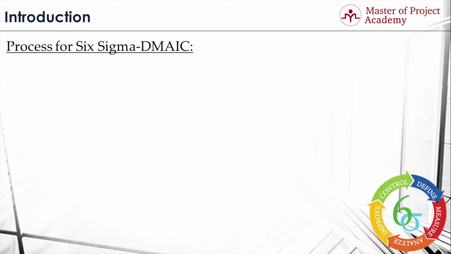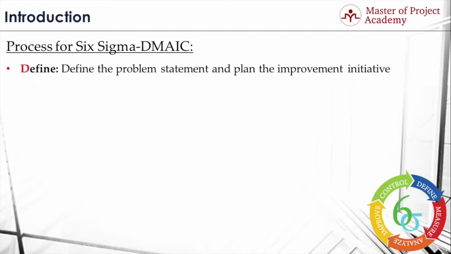For each phase, there are some primary activities. Let's have a look at it. The first phase is define. This phase aims to define the problem statement and plan the improvement initiative. This phase is all about defining the problem and the goals of the improvement activity. The most important goals are obtained from the customer. The description of the problem should include the pain felt by the customer and/or business, as well as how long the issue has existed. In this phase, the team answers the question, what is important to the business?